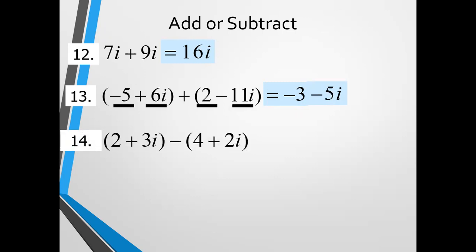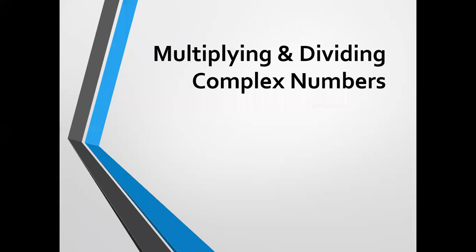So let's do another one. If you are going to do this, 2 plus 3i minus, open bracket, 4 plus 2i, please take note of the negative sign outside this bracket. It's going to multiply all of this. So you are now going to have 2 plus 3i minus 4 minus 2i. Please take note. Don't be carried away because of this negative. So when you do that, you are going to have minus 2 plus i.